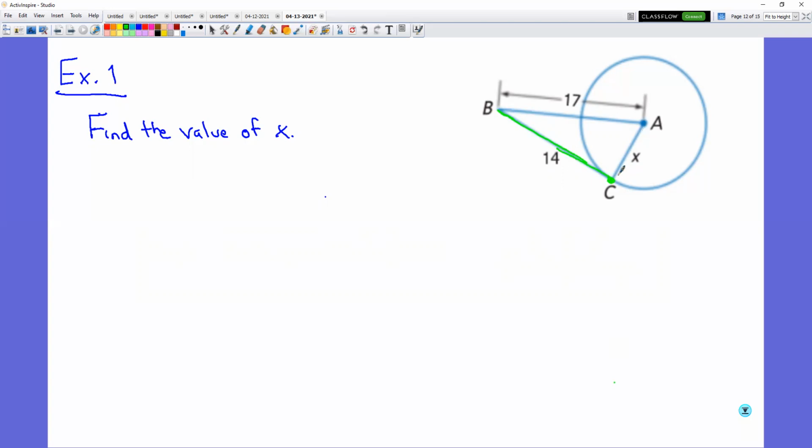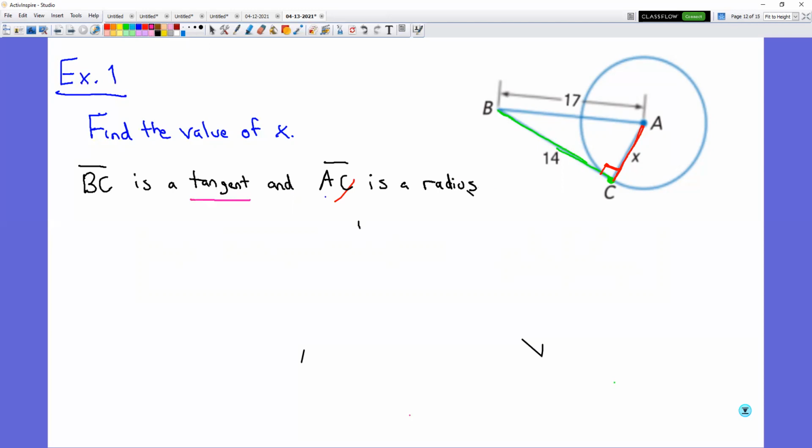And since A to C is a radius, because this is circle A, that means that the two segments right here form a right angle. So BC is a tangent, so I'm going to write that down here. Line segment BC is a tangent, and AC is a radius. And since it's a tangent and a radius, they must intersect perpendicularly. So therefore, that's the truth.